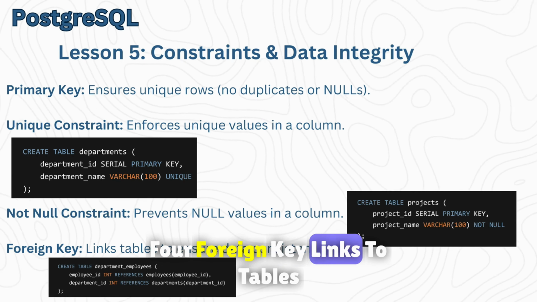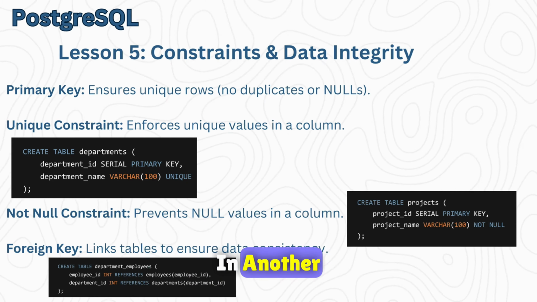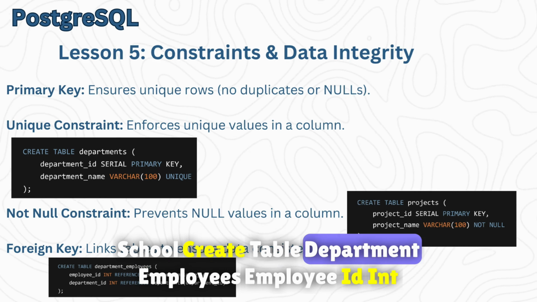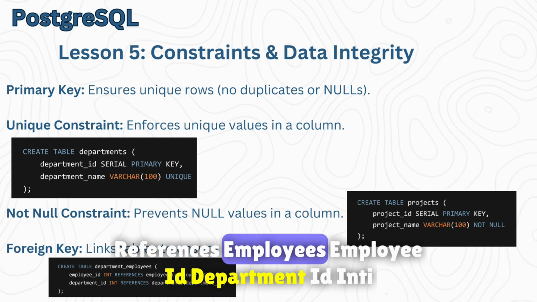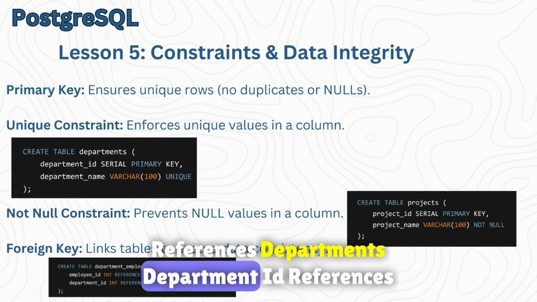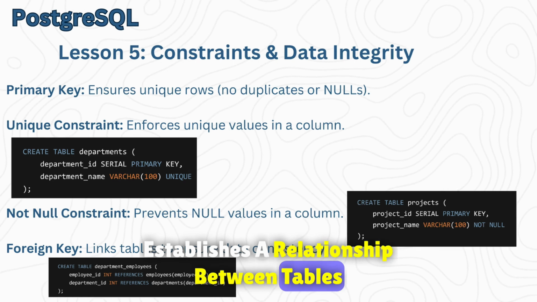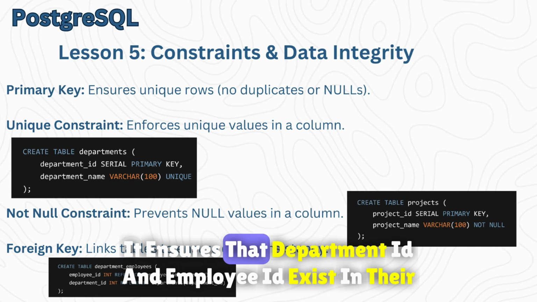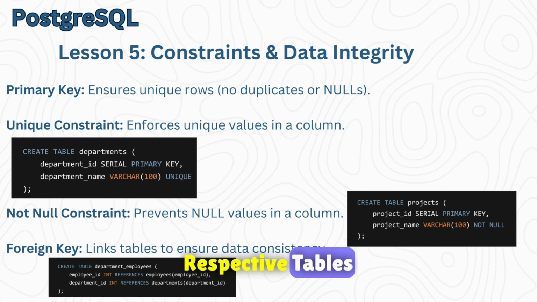4. Foreign key constraint. Links two tables, ensuring that the data in one table corresponds to the data in another. SQL: CREATE TABLE department_employees (employee_id INT REFERENCES employees(employee_id), department_id INT REFERENCES departments(department_id)); References establishes a relationship between tables. In this case, it ensures that department_id and employee_id exist in their respective tables.